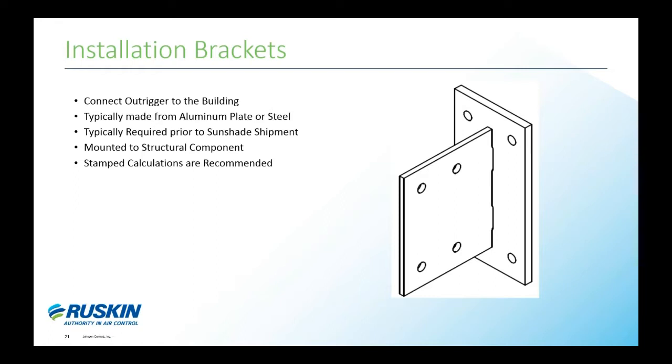Installation brackets are the fourth major component of sunshades and are used to connect the outrigger to the building. They can be made from aluminum plate or steel, and sometimes, even though a customer requests aluminum, the structure will dictate that you have to use steel.